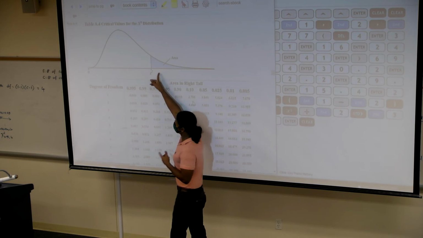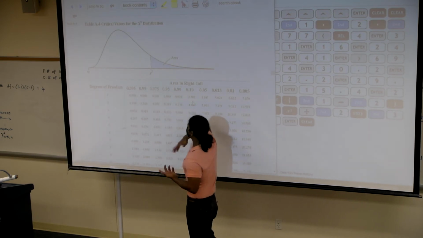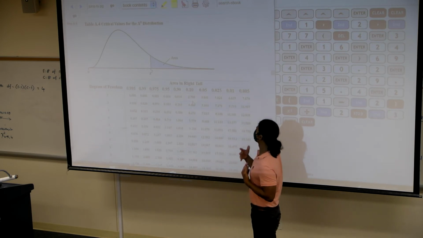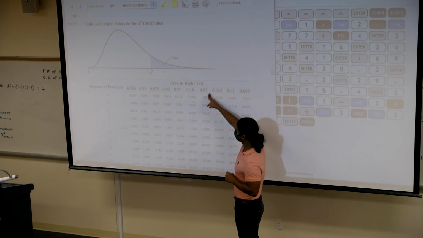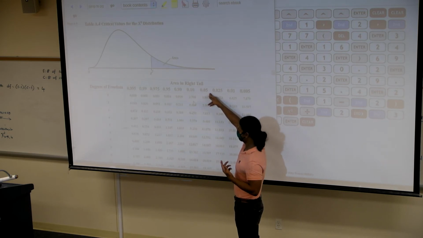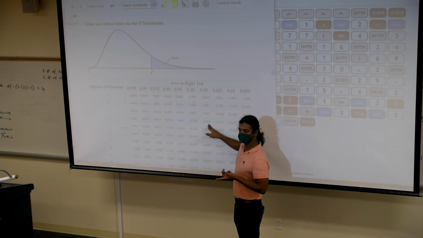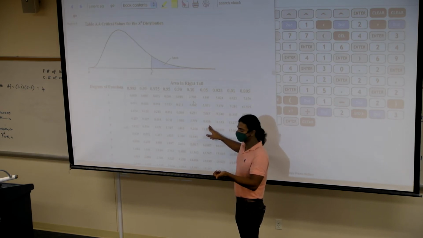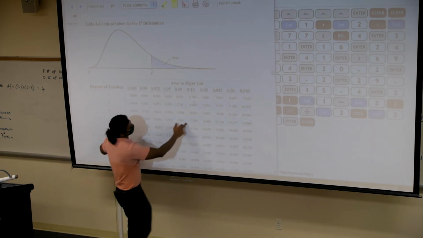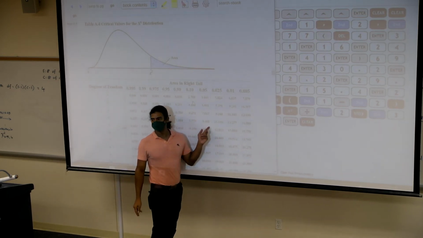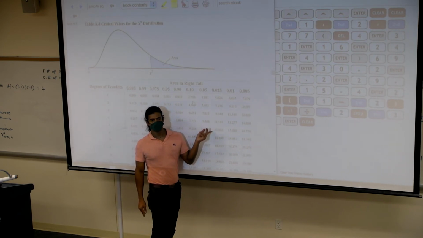In our problem, where is the area? The area is on the right cell. And what is that amount? That is equal to 0.05. So we go to column 0.05, and we have to come down to row 4, because that is the degrees of freedom. So 2 times 2 is what we had, and the critical value is 9.488. Does that make sense? Yes?